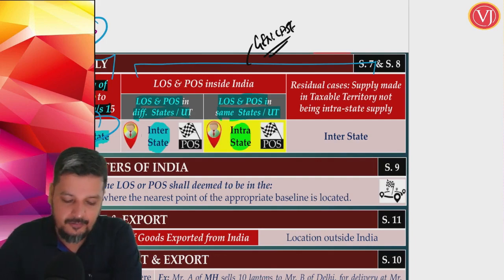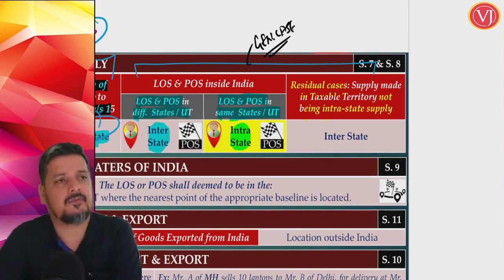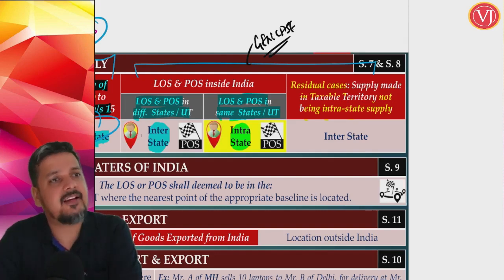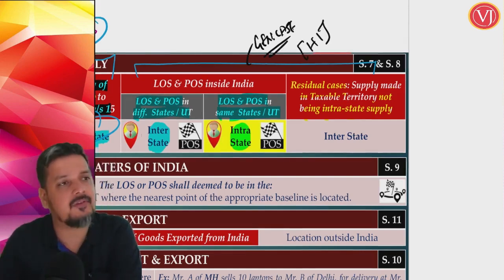But what if I tell you that there is a residuary scenario where you are not sure whether it is intrastate supply or not? In the general case, there is a residuary scenario. In the general case, there is an exception. So the general case, you have to read it as 1 plus 1. There is an exception.